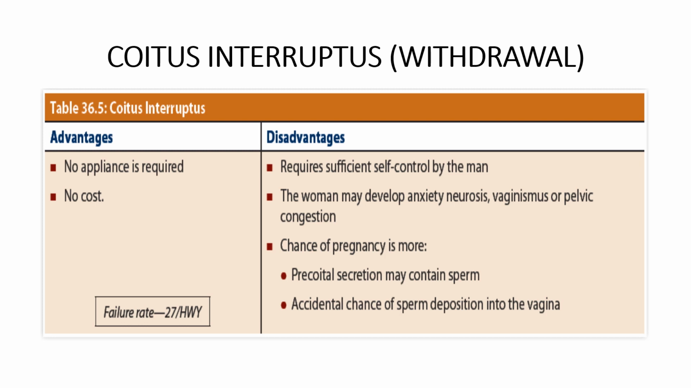Another natural method is coitus interruptus, that is withdrawal of the penis just before ejaculation. Here the failure rate is also high, that is 27 per 100 women years, and no appliance is required, no cost. These are the advantages. Disadvantages: it requires sufficient self-control. The woman may develop anxiety neurosis, vaginismus or pelvic congestion. Chances of pregnancy are more, because precoital secretion may contain sperm, and there is accidental chance of sperm deposition into the vagina. So this is another natural method.